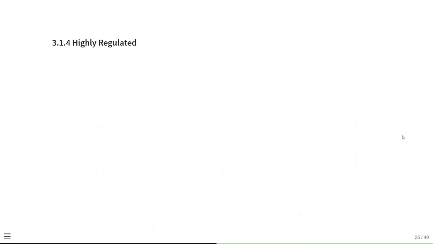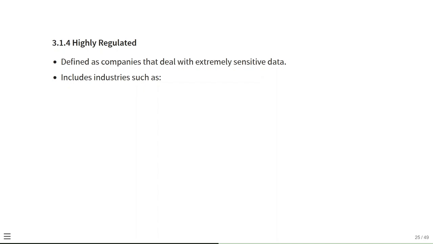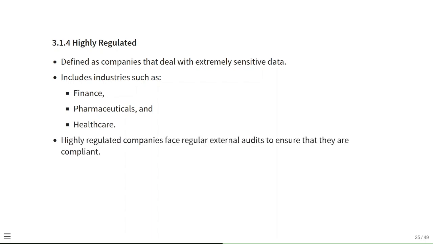Highly regulated companies are defined as companies that deal with extremely sensitive data. This includes industries such as finance, pharmaceuticals, and healthcare. Highly regulated companies face regular external audits to ensure that they are compliant, and they often had data governance frameworks in place from the start, as they have been working with extremely sensitive data.